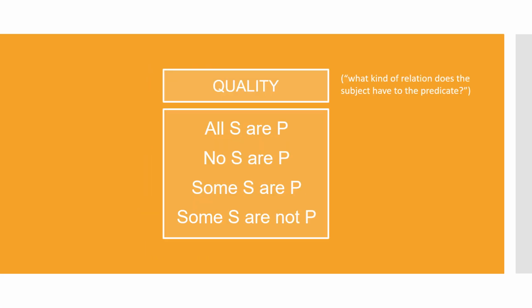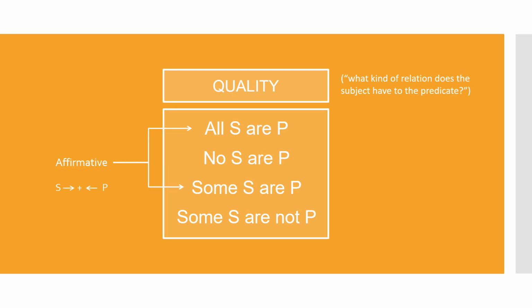So that was quantity. We can also talk about the quality of the claim. And remember what quality is attempting to describe here is it's answering the question, what kind of relationship does the subject term have to the predicate term? And like we saw with quantity, quality gives us 2 possible options.